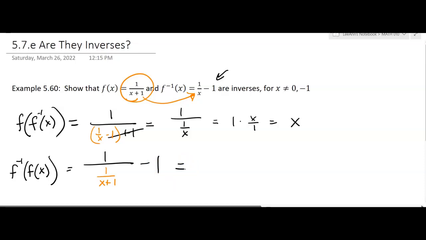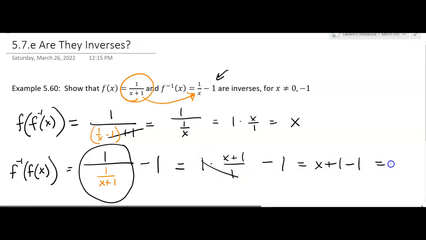We know they're going to be inverses, so we already know the answer, but we still have to write it so that the algebra makes sense. So I'm going to take this part, invert and multiply. That's going to be 1 times x plus 1 over 1 minus 1, which is going to be, those cancel, x plus 1 minus 1, which is just going to be x as well. So that's how you show that they are inverses, and they are indeed inverses.